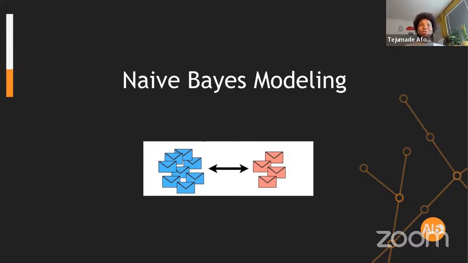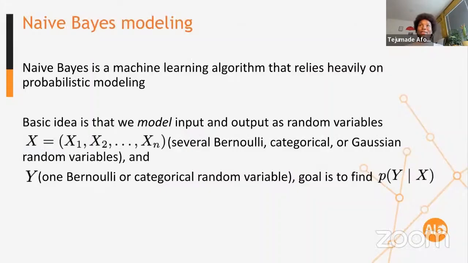So let's try to model this spam behavior using naive Bayes modeling. To do that, we need to introduce the setting. Naive Bayes, like I mentioned, is a machine learning algorithm, and it heavily relies on probabilistic modeling. This is why we keep talking about independence, joint probability, and the marginal, because this is the core of this algorithm.